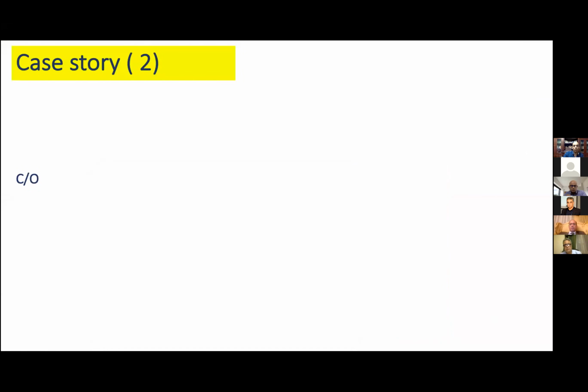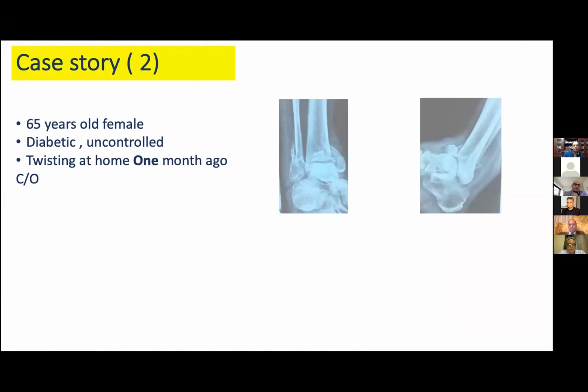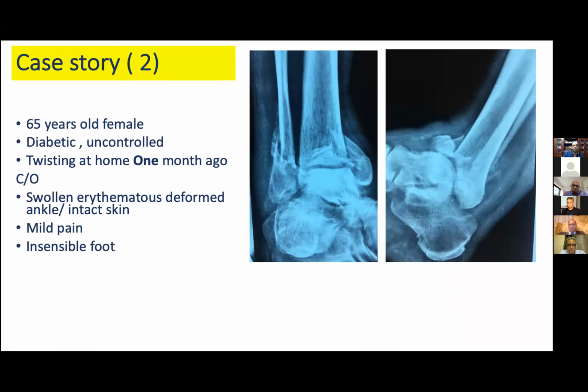I will give you another story for another patient. She is 65 years old. She was also diabetic, uncontrolled. She had a twisting injury, she told me it was just a simple sprain that happened at her home 1 month ago. Just a twist. But after that, she started to develop progressive deformity of the ankle, and the ankle was swollen, erythematous, and she has mild pain.